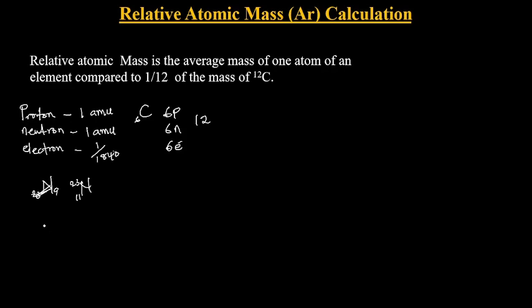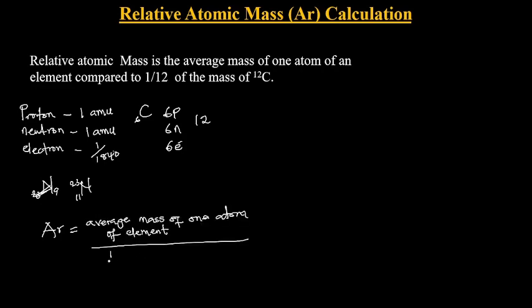So the formula for calculating the relative atomic mass of an atom is given as the average mass of one atom divided by 1/12 of the mass of one atom of carbon 12. Okay, so this is how we can determine the relative atomic mass of a single atom. So again, sodium 23 here means that sodium will be 23 times as heavy as 1/12 of the mass of one atom of carbon 12.